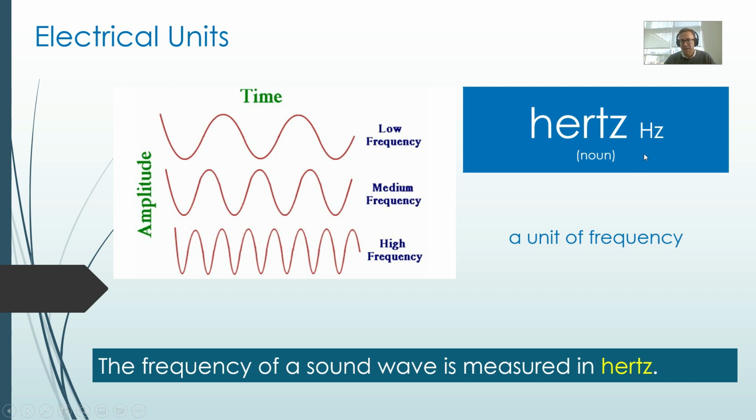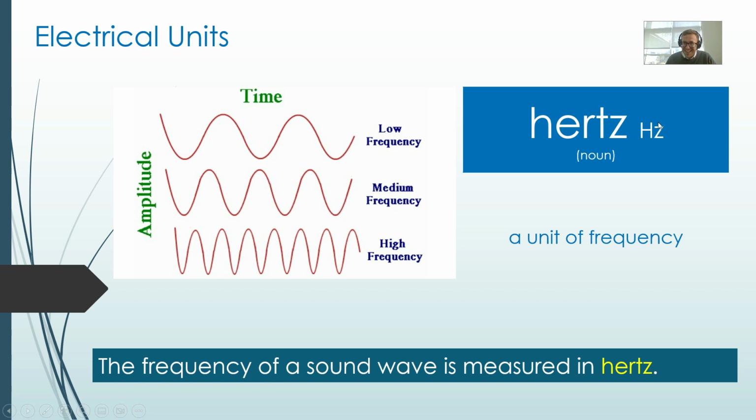Hertz. This is a unit of frequency. So in the picture we can see the waves. This is to describe the frequency of electricity. So we have a low frequency, medium, and a high frequency. For example, the frequency of a sound wave is measured in hertz.